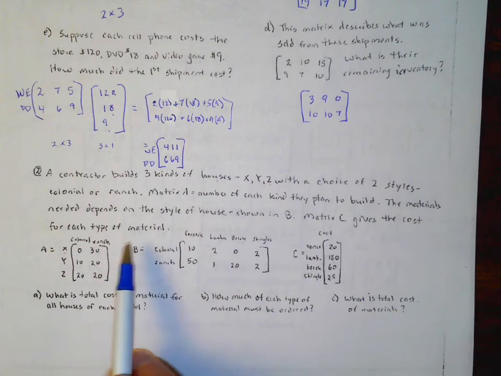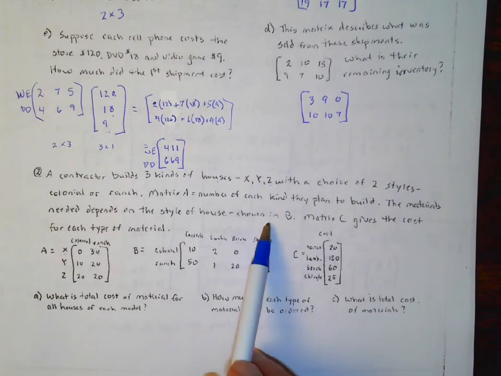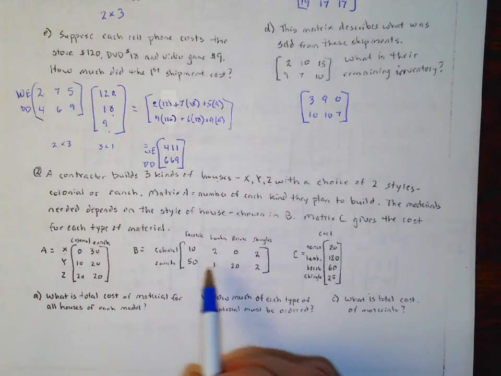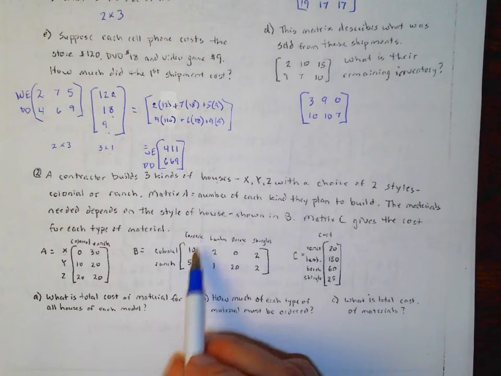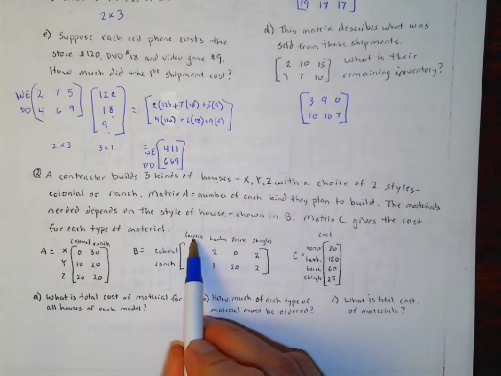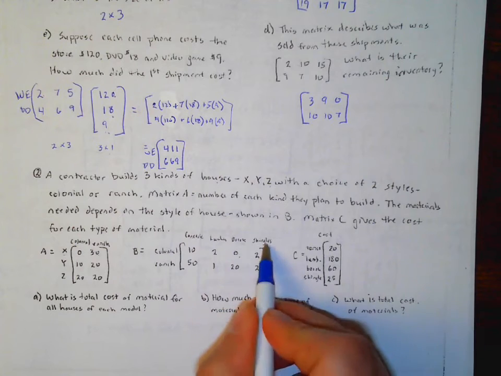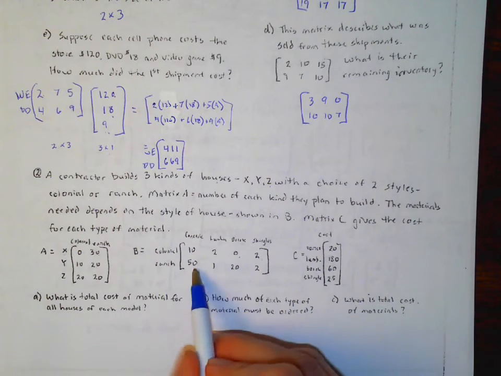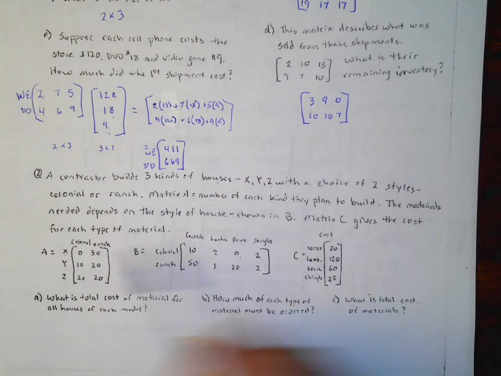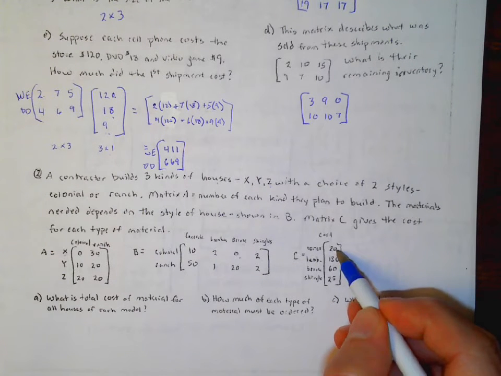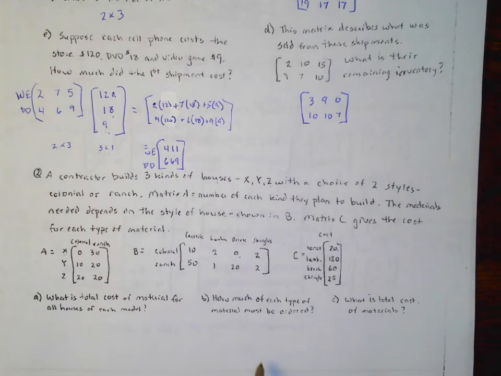The materials needed depends on the style of the house, shown in B. Okay, so here's the materials. To build a colonial, they would need 10 units of concrete, lumber 2 units, no brick, and 2 shingles. For a ranch, you can see what's needed for a ranch home. Matrix C gives the cost of each of these. So the concrete is $20 a unit, lumber $180, brick $60, shingles $25.